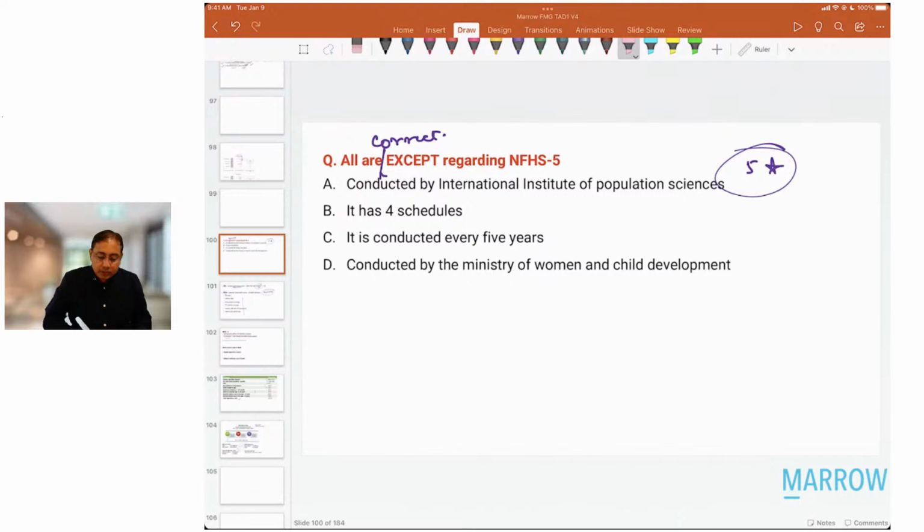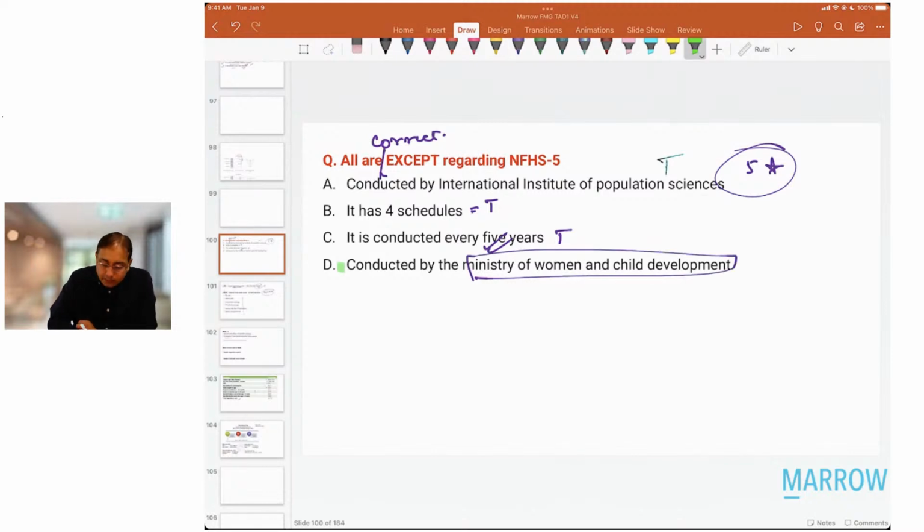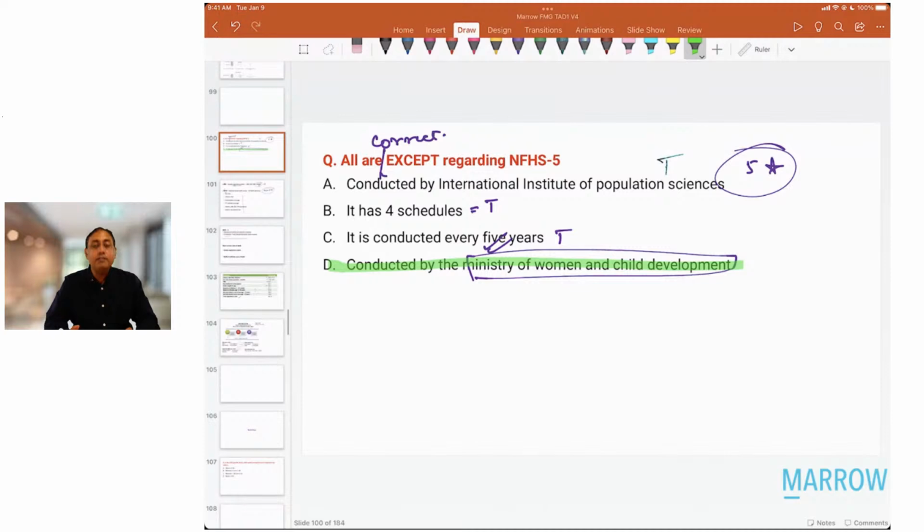If you look at this question, conducted by the International Institute of Population Sciences, this is true. It has 4 schedules, this is also true. It is conducted every 5 years, yes, this is also correct. It is conducted by the Ministry of Women and Child Development, this is the wrong answer. It is conducted by the Ministry of Health and Family Welfare.